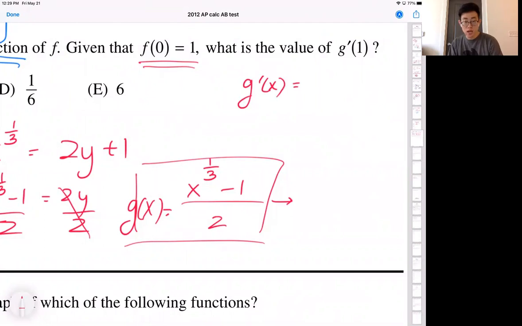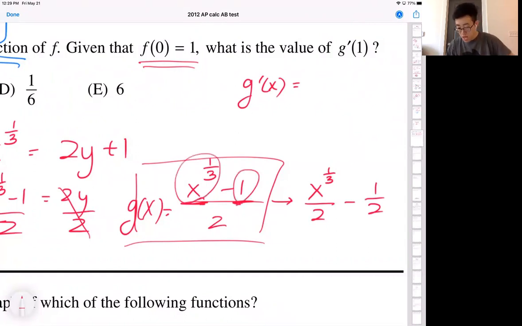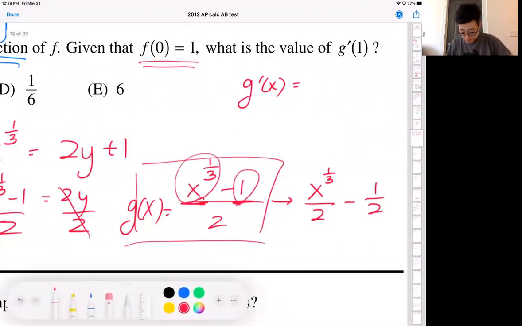The first thing I want to take notice of is that if I'm trying to take the derivative of this, I'm going to separate it into a polynomial format instead of seeing this as a whole big fraction. So divide this part by 2 and divide that part by 2. So I want to separate them and say x to the power 1 over 3 divided by 2 minus 1 over 2. Okay, fair enough. You're just dividing the first term by 2 and the second term by 2. And let's take a derivative of this.